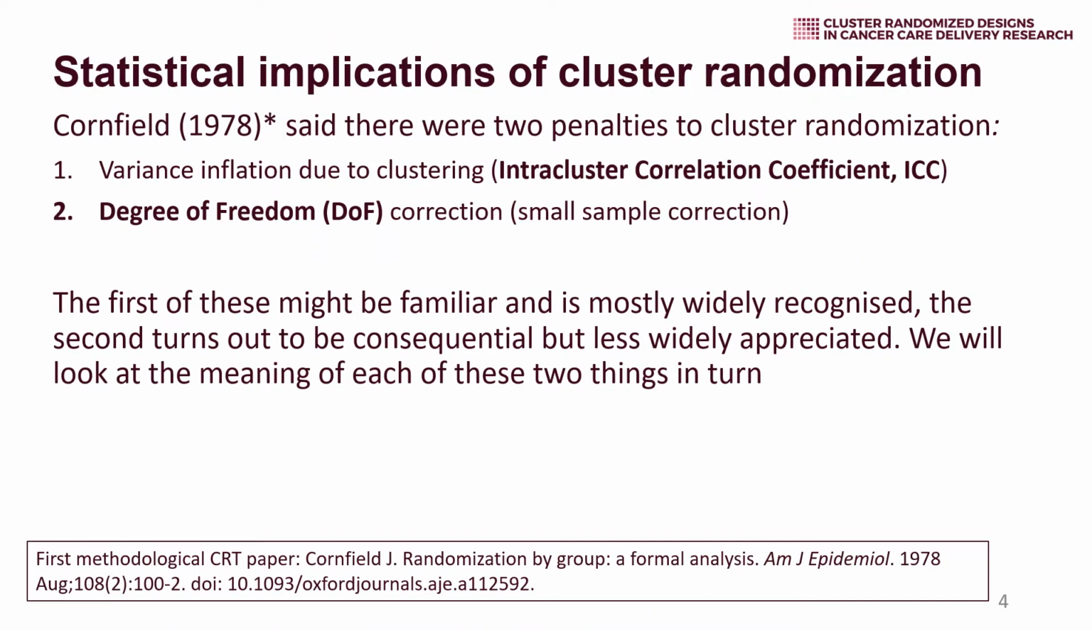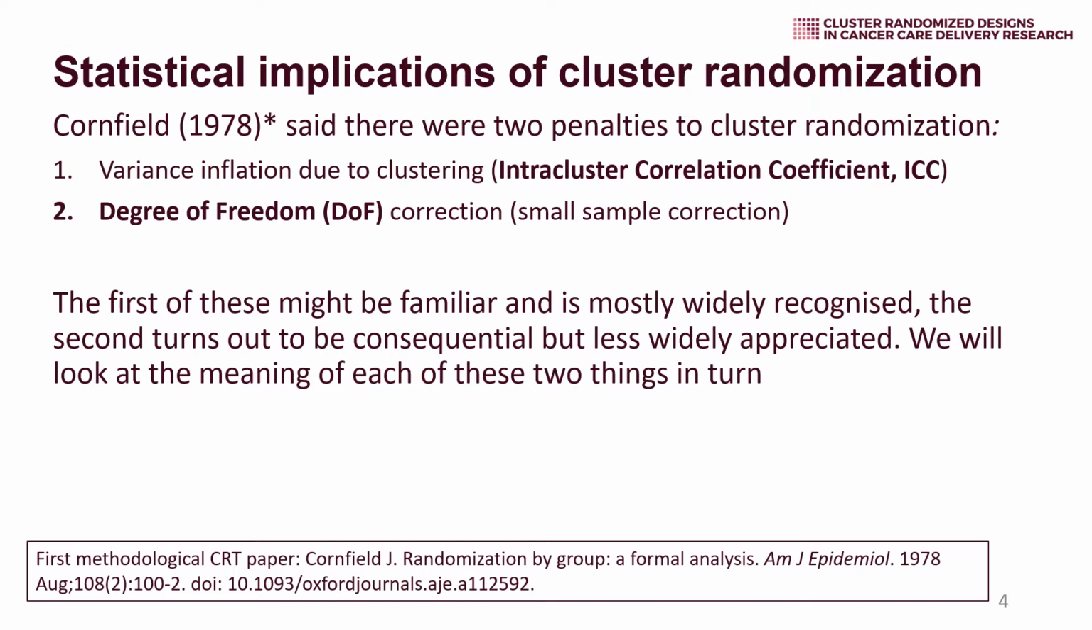So starting with the statistical implications of cluster randomization. In 1978, Cornfield, in what might probably be the first methodological paper on cluster randomization, said that there were two penalties to cluster randomization. The first of these was the variance inflation due to clustering. This is known as the Intra-Cluster Correlation Coefficient, or ICC. And the second was something called a degree of freedom correction, and this might also be known as a small sample correction.